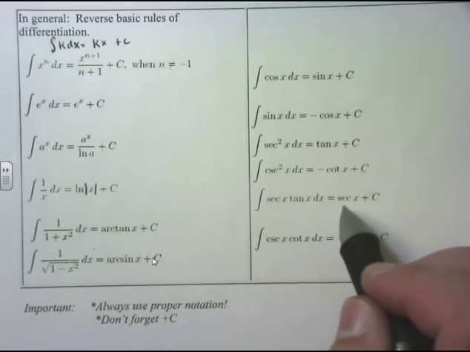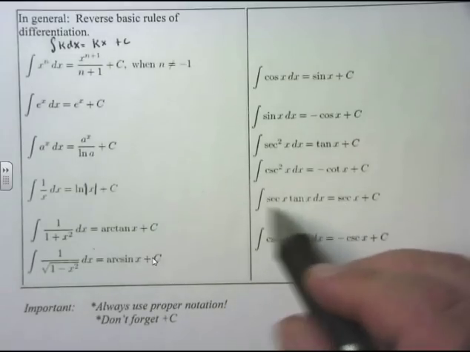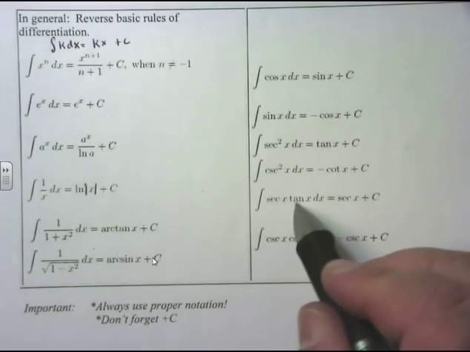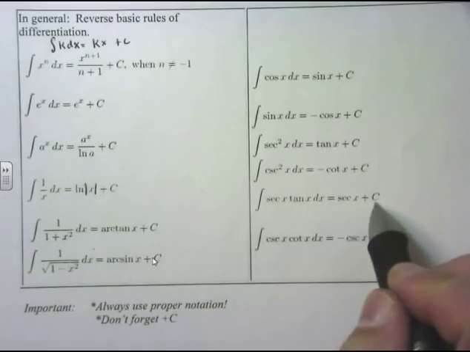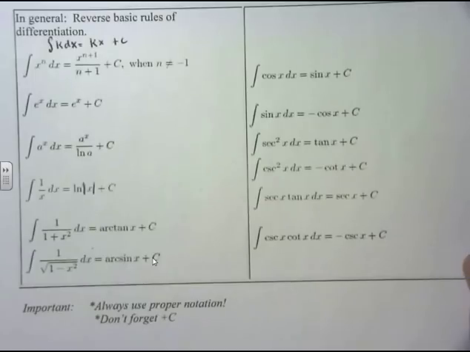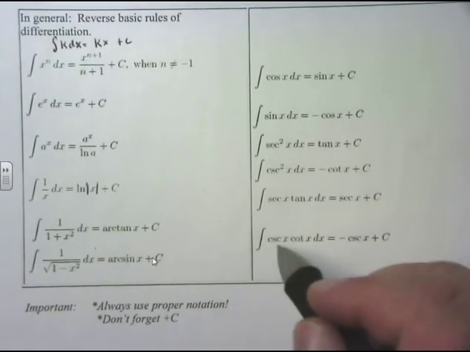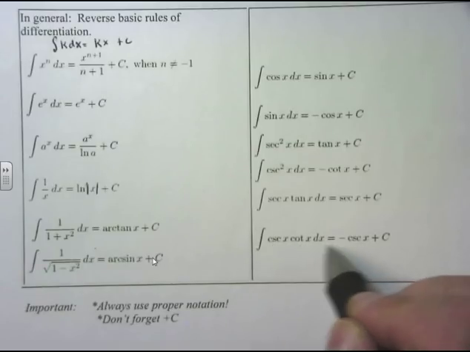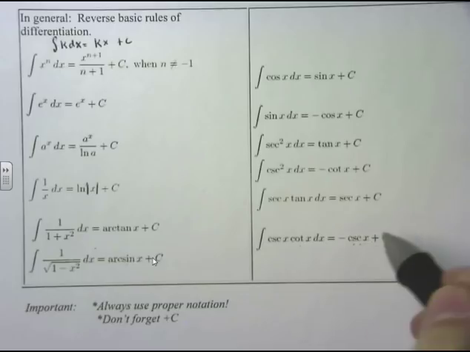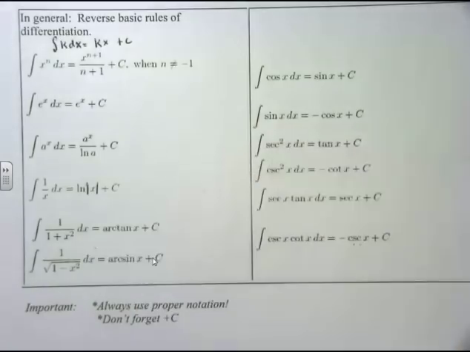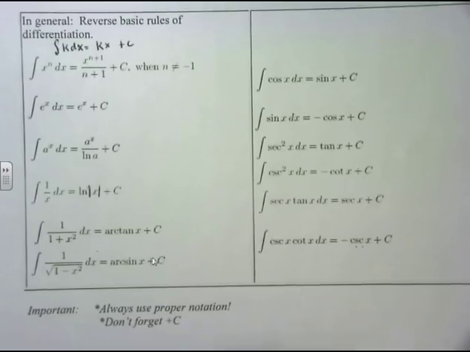Since the derivative of secant of x is secant of x tangent of x, therefore the integral of secant of x tangent of x dx is equal to the secant of x plus c. It's all my derivative rules just written in the antiderivative format. And last one, the integral of cosecant of x cotangent of x dx is equal to negative cosecant of x plus c. This is classic proper notation, and when you're doing antiderivatives, don't forget to put that old plus c on there.